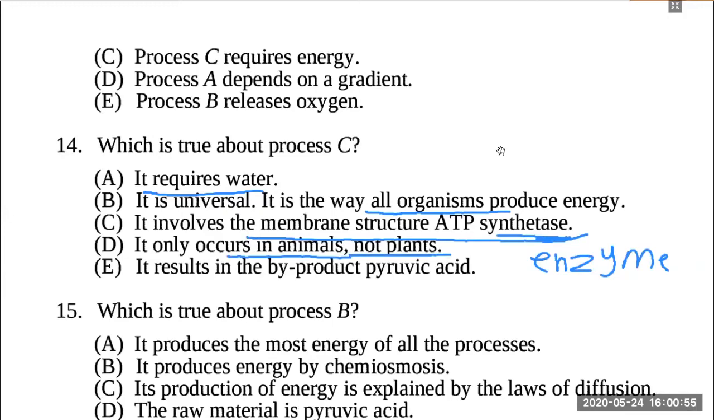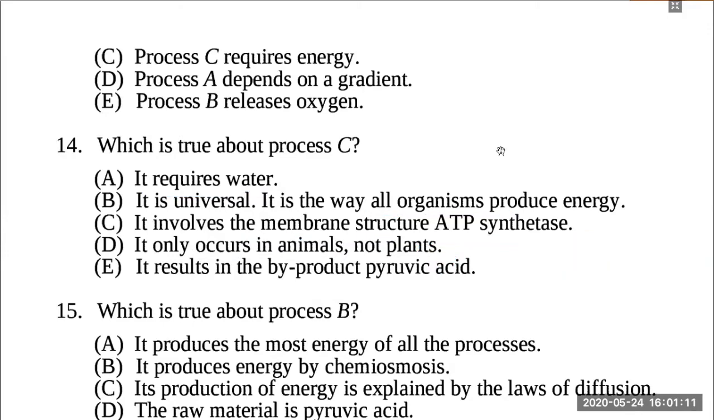It results in the byproduct of pyruvic acid. This is not true also. Pyruvic acid will be produced during the process A, which was the glycolysis process. So the answer for the question is C. It involves the membrane structure ATP synthetase molecule. Okay. So that's about the process C, or cellular respiration, we can say.